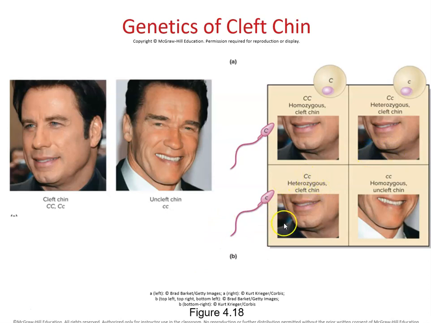We could have an individual who inherits the dominant from the mother and the recessive from the father, and they would be heterozygous with a cleft chin. Or in 25% of cases, we have the chance of inheriting the recessive from the mother and also the recessive from the father, in which case we have an uncleft chin.